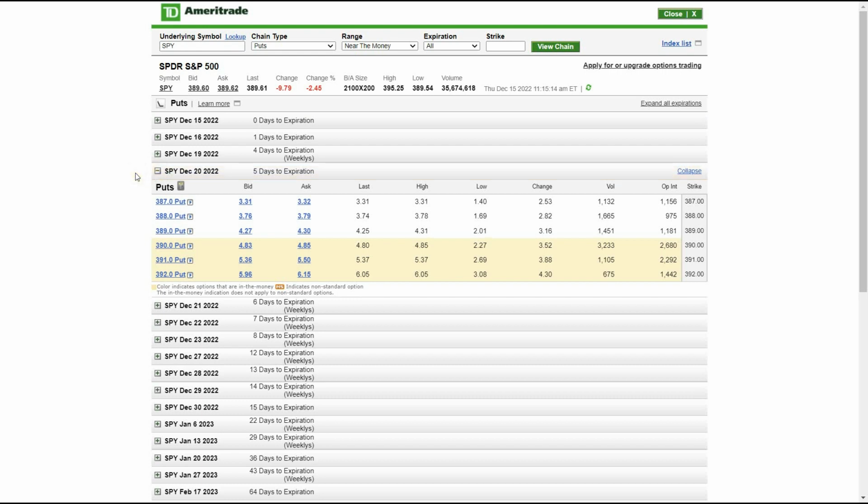Now, this strategy is great when there's a little bit of volatility in the market because volatility is one of the largest contributors to option prices.